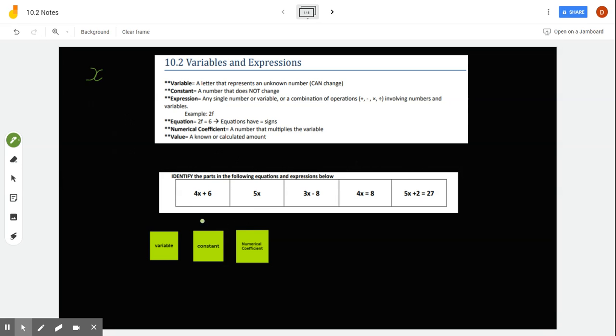So you can pause right here and take a look at identifying the parts of the following equations or expressions. And all you're going to do is to identify what the variable is, what the constant is, or what the numerical coefficient is. So in this first example, you might say that the constant is add or positive 6. The variable, of course, remember, is the letter. And the numerical coefficient is that which multiplies that variable. Pause here and give those a try.